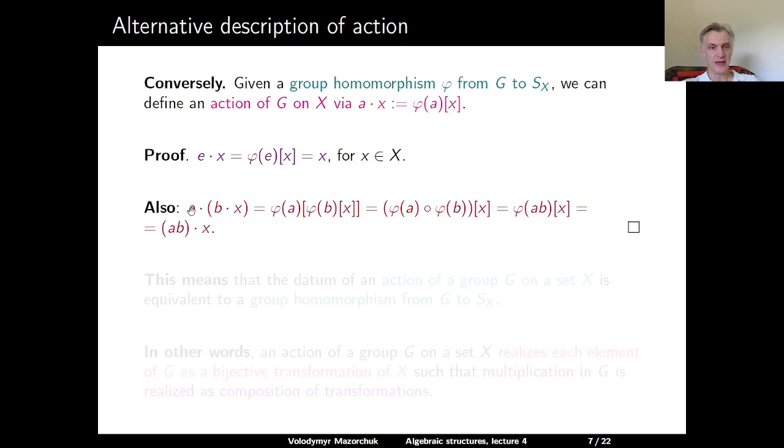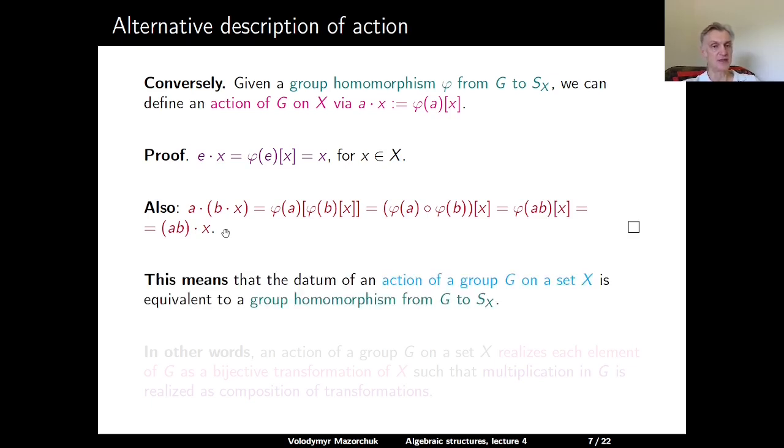Also, if we act by A on the outcome of B acting on x, this is by this definition phi of A applied to phi of B of x. So by definition, this is phi of A after phi of B applied to x. Since phi is a homomorphism, this is phi of AB applied to x. And then it is AB acting on x. And this completes our proof.